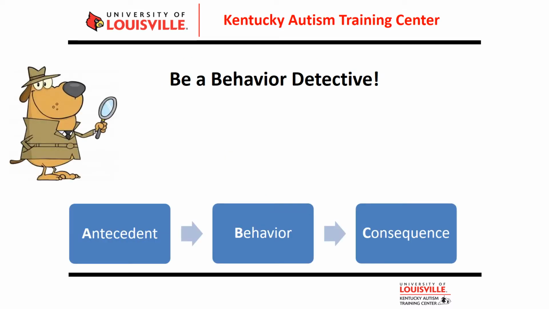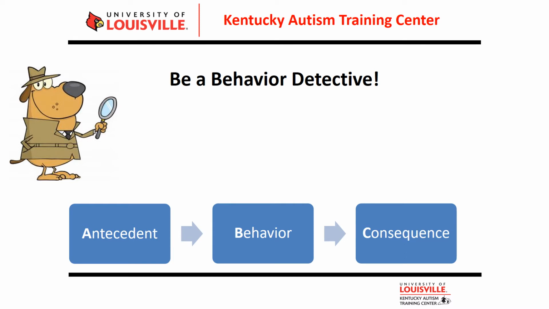Antecedent-based interventions require us to be a bit of a behavior detective. We don't assume that we know why behavior is happening. I think sometimes as educators we feel like this is happening to drive me crazy, but probably it's not. There's probably a reason why this behavior is taking place. So what we look at is our ABCs of behavior. Just like we teach ABCs of reading, we have ABCs of behavior.